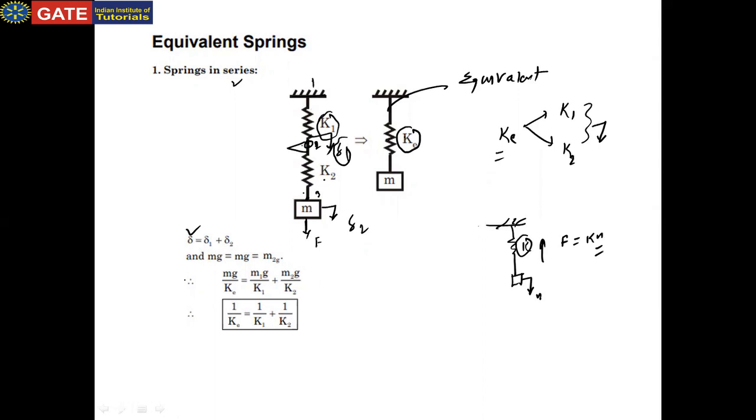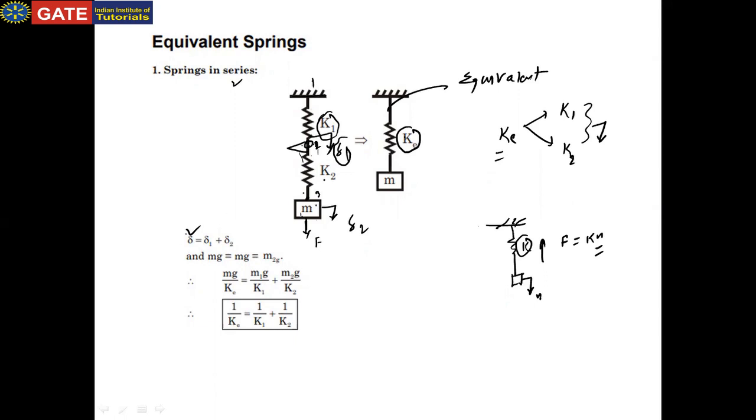And obviously one thing is very common. What is the common thing? That load for both springs is the same. I mean, M is the mass, but if you write weight, then it must be the same for both, okay? Yes or no? For both springs, that weight or mass will be the same. Now I will write the total deformation.